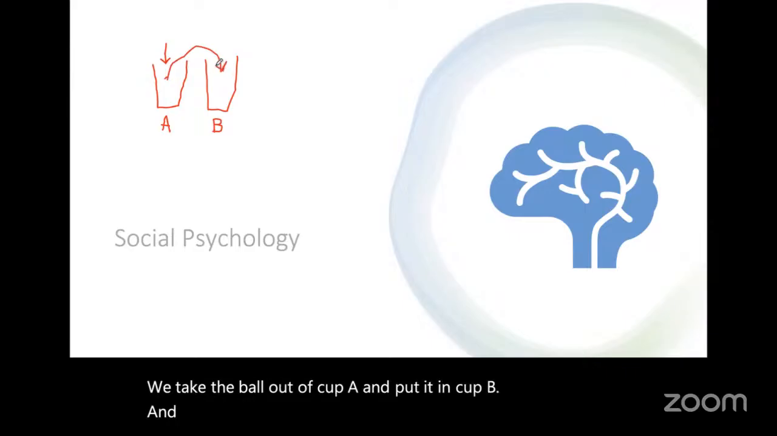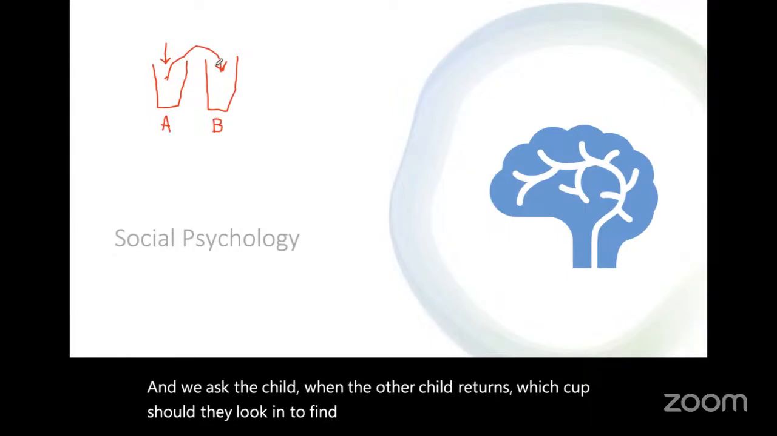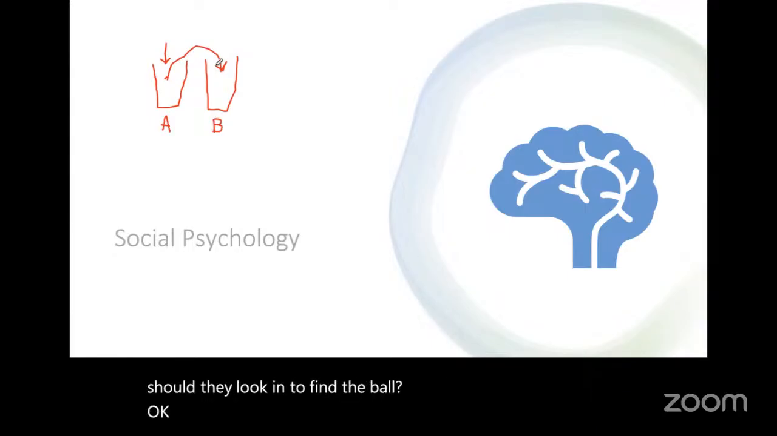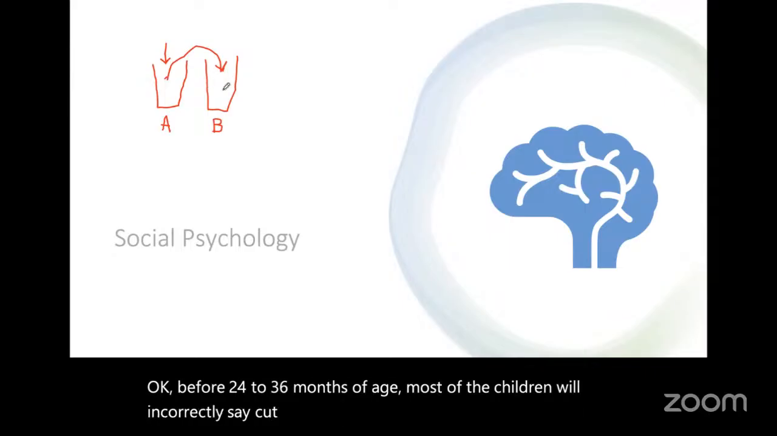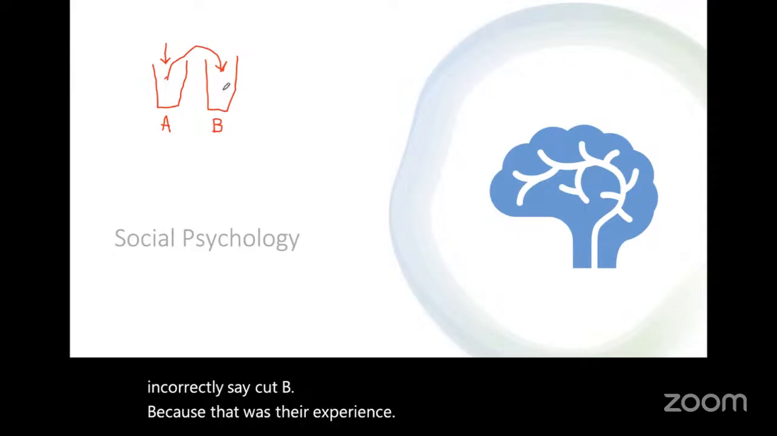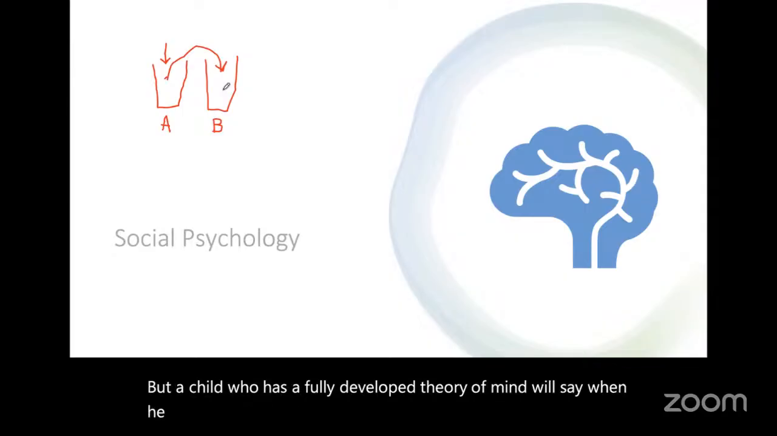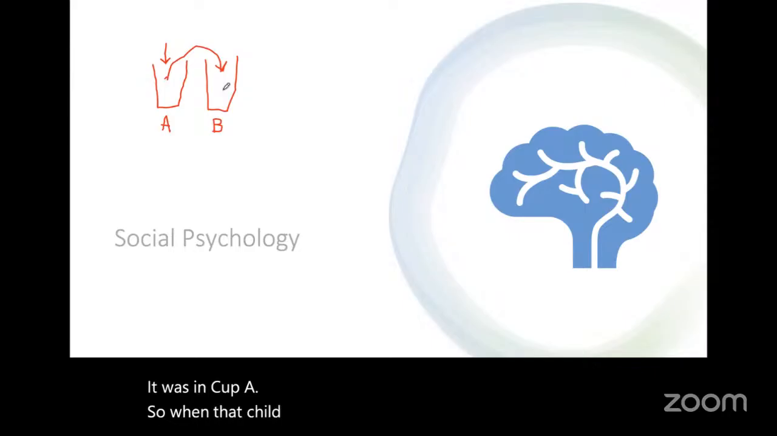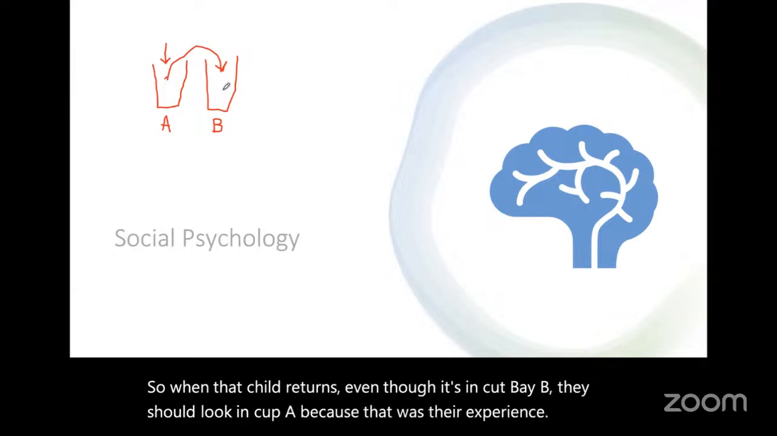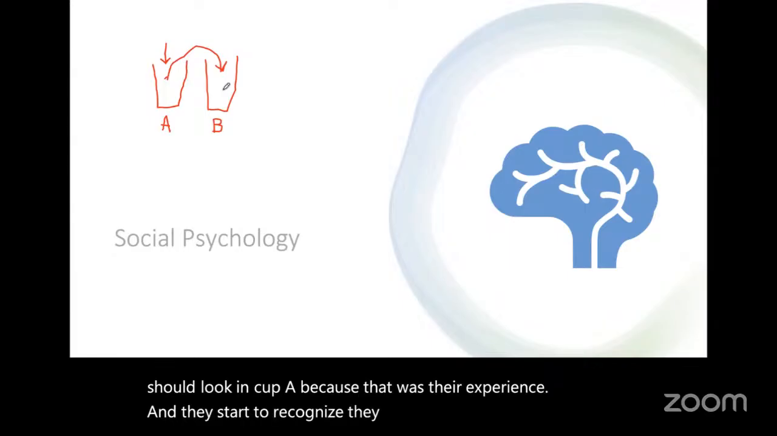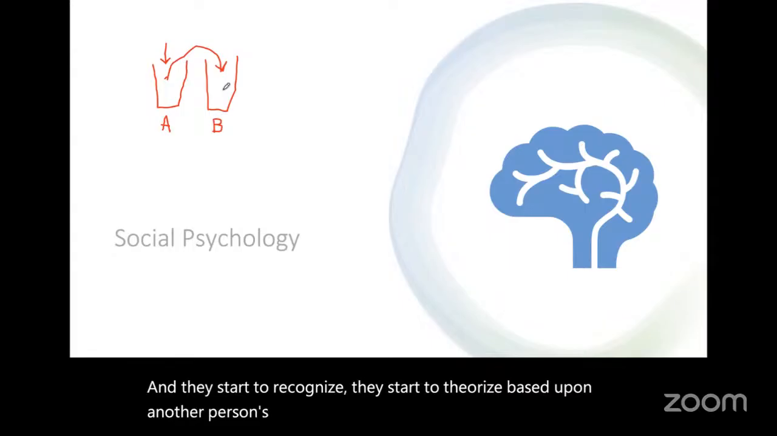And we ask the child, when the other child returns, which cup should they look in to find the ball? Okay. Before 24 to 36 months of age, most of the children will incorrectly say cup B because that was their experience. But a child who has a fully developed theory of mind will say, well, when he or she was in here, it was in cup A. So when that child returns, even though it's in cup B, they should look in cup A because that was their experience. And they start to theorize based upon another person's experience instead of their own.